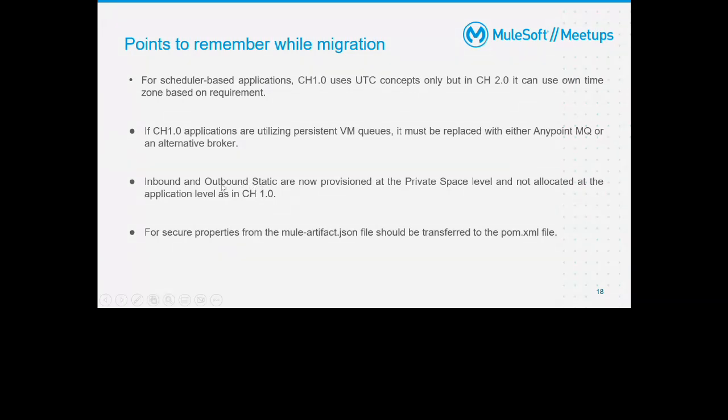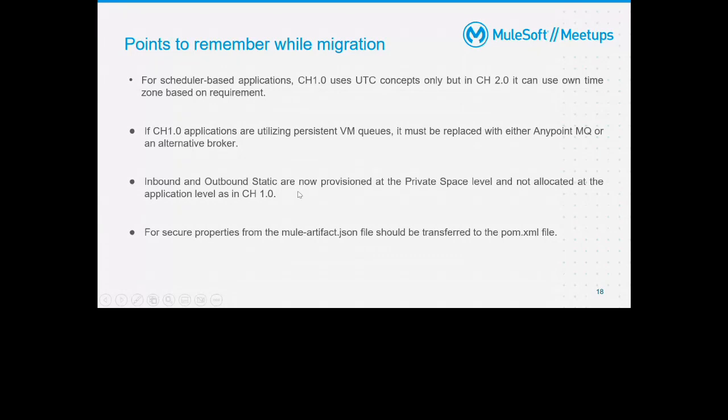But in CH2.0 this is not like that. Whenever we create a private space, we get inbound static IPs and outbound static IPs, and the number depends upon the number of availability zones for that region. If you have created your private space in the US region and there are three availability zones, it will create three inbound static IPs and three outbound static IPs. So you just need to communicate to the target system that these three outbound static IPs are ours, and configure these three static IPs. You will get requests from any of them.